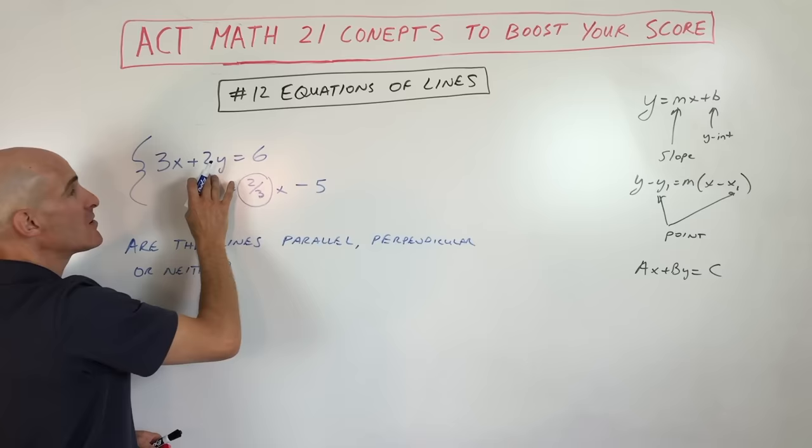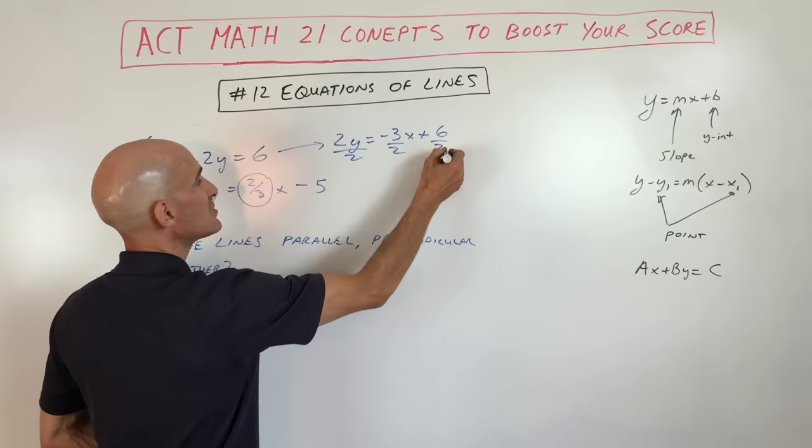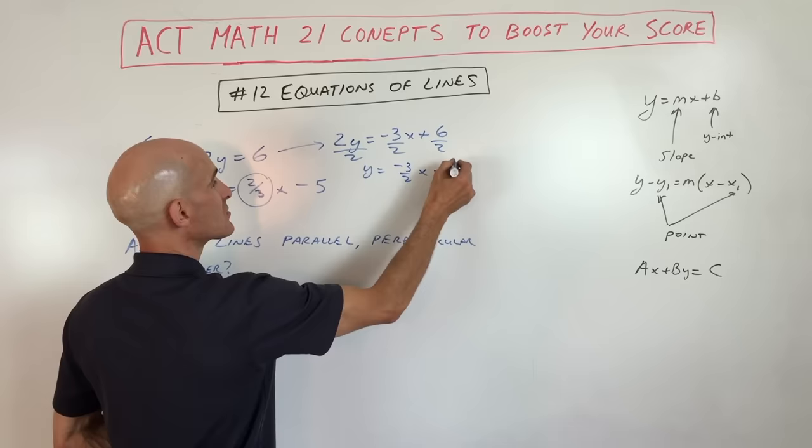This one here, though, we need to rearrange. We need to put it into slope-intercept form, and we're going to do that by subtracting 3x. So that's 2y equals negative 3x plus 6. We're going to divide everything by 2, and so we get y equals negative 3 halves x plus 3.